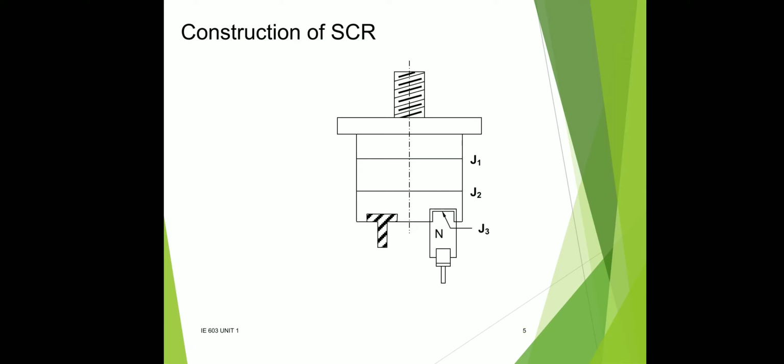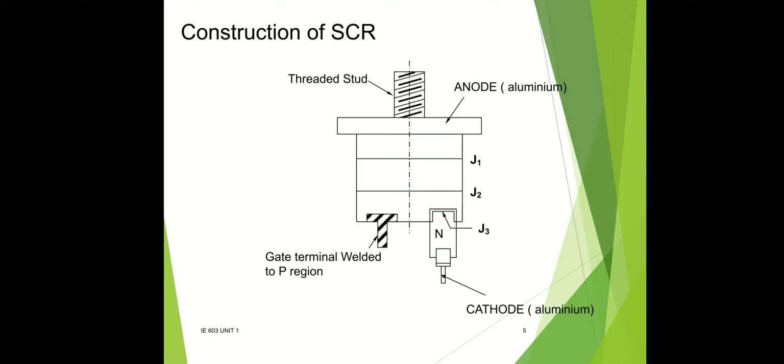And this is the construction of the SCR. The top one is called the threaded stud, and the anode terminal. The anode is connected with this aluminum part, the bottom one is the cathode, and near the cathode there is a gate terminal welded to the P region. SCR is a 3-terminal, 4-layer PNPN device with 3 junctions J1, J2, J3. This is about the construction of the SCR.